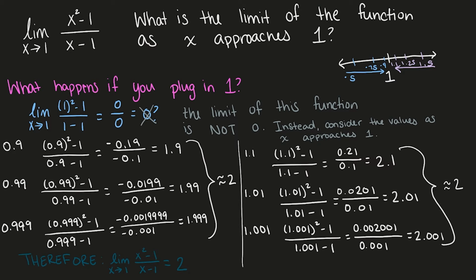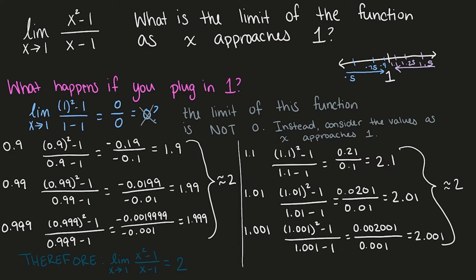So when we do solve these limits algebraically, or like this when we're plugging in points, we can't always trust just plugging in the value of the limit, because in this case, it did not give us what the limit was. It gave us 0, when in reality, our limit of this function is 2.